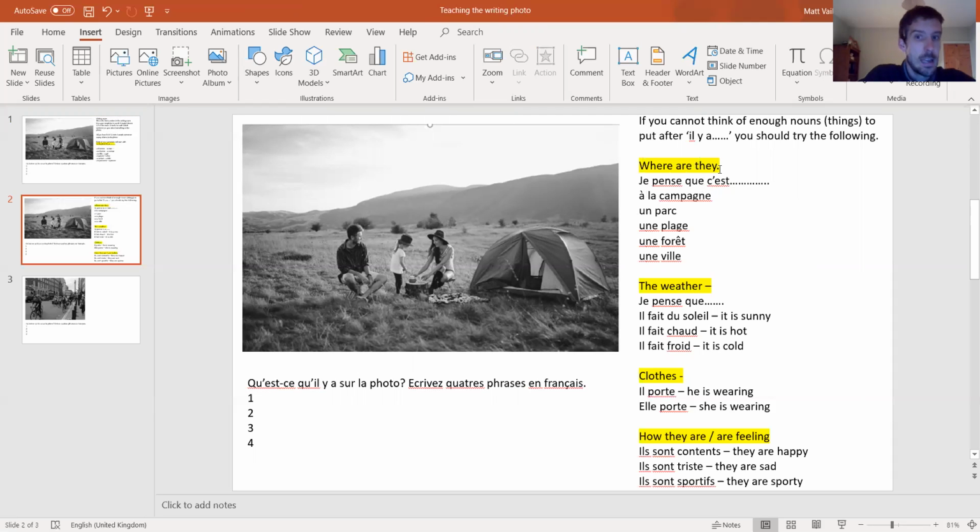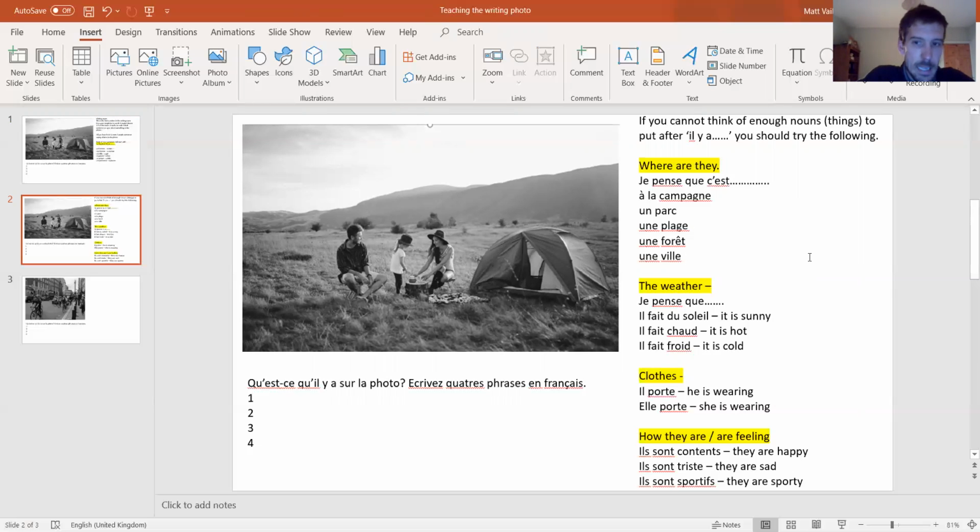Okay. If it was a different picture, you could say je pense que c'est un parc. I think it's a park. Or je pense que c'est une plage. I think it's a beach. Or je pense que c'est une forêt. I think it's a forest. Or if they're in a town, je pense que c'est une ville. Pretty straightforward. Okay, so using je pense que plus where they are, really easy to do. So je pense que c'est, and then their location. Okay, and that's quite straightforward.